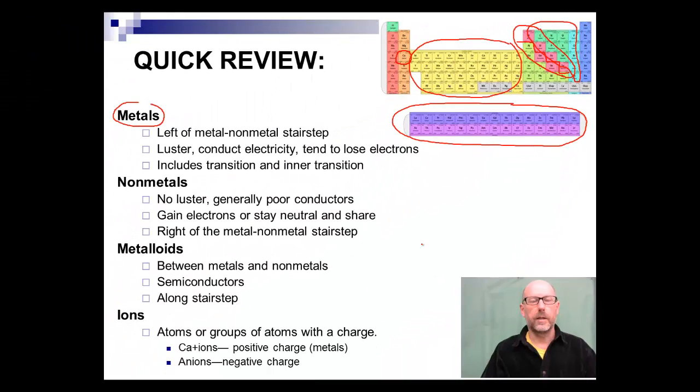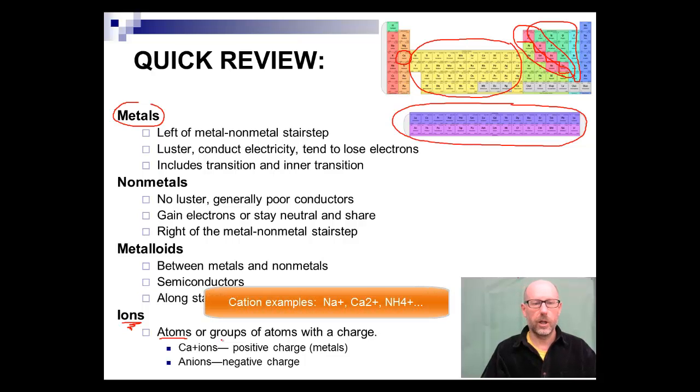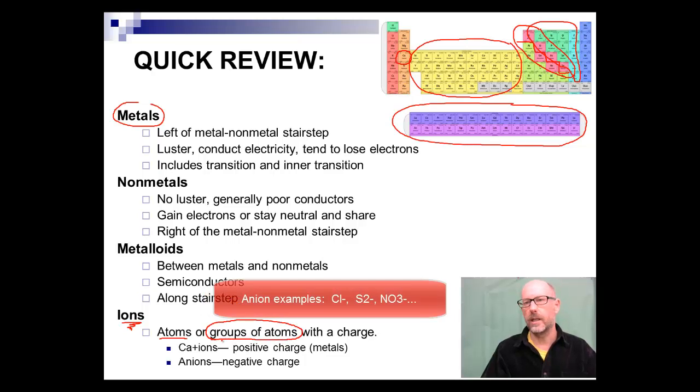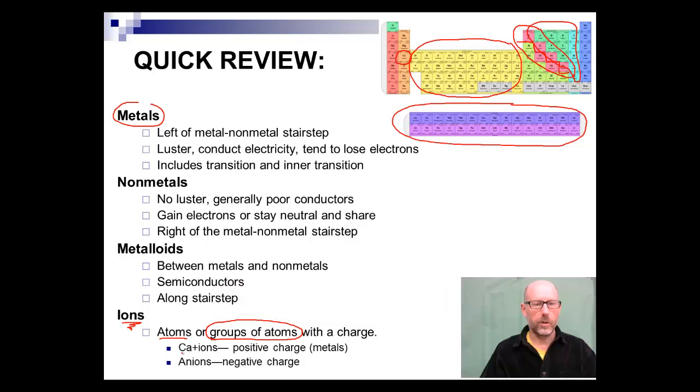And then the other thing that we need to review is ions. All right, so ions are charged particles. So they're single atoms, like calcium with a +2, or sodium with a +1, or chloride with a -1. Or groups of atoms, and we've just seen this a little bit, things like nitrate, NO3 -1, or SO4 -2, groups of atoms which have a charge. And there are two types of ions. They are cations and anions.